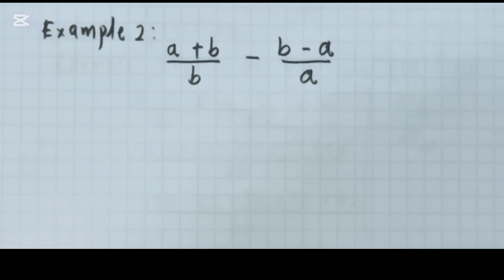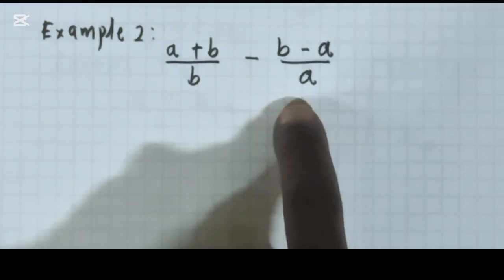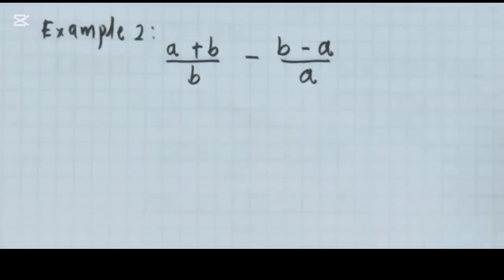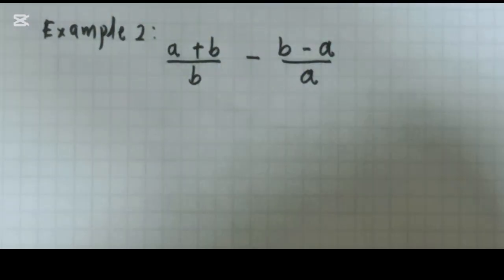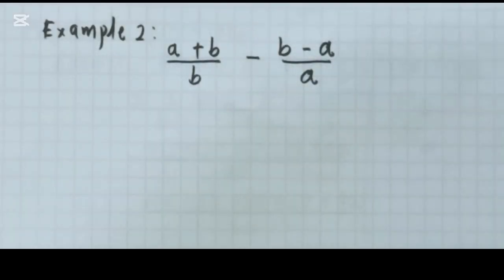All right, so we are having (a plus b) all over b minus (b minus a) all over b. And the instruction is that we are supposed to express this particular expression as a single fraction. Remember, the skill of being able to write algebraic fractions as single fractions is going to help you a long way when it comes to solving equations that involve unknowns.